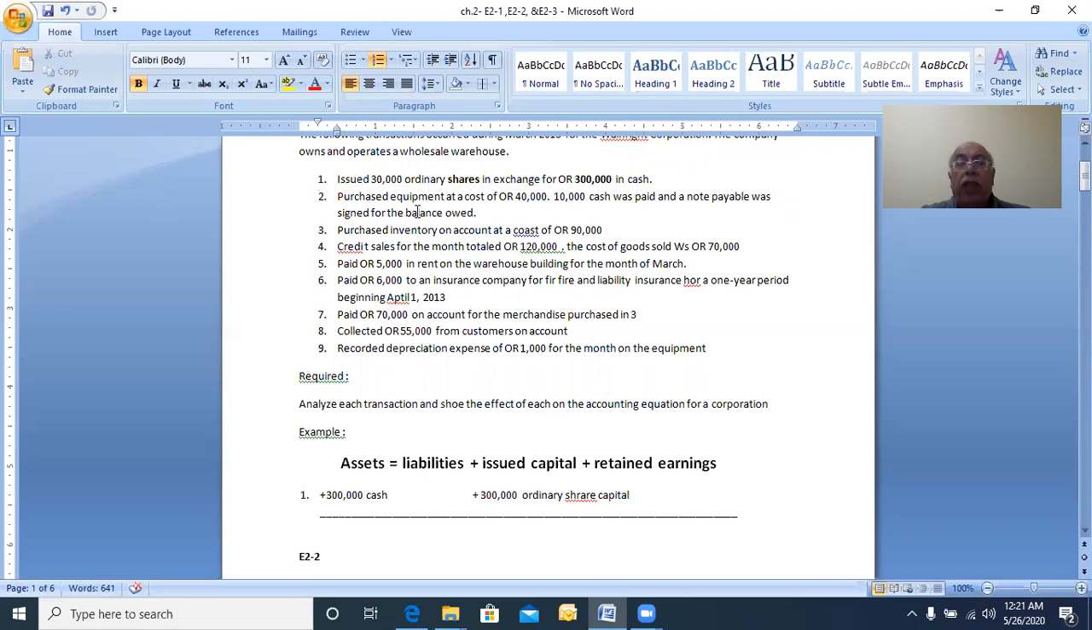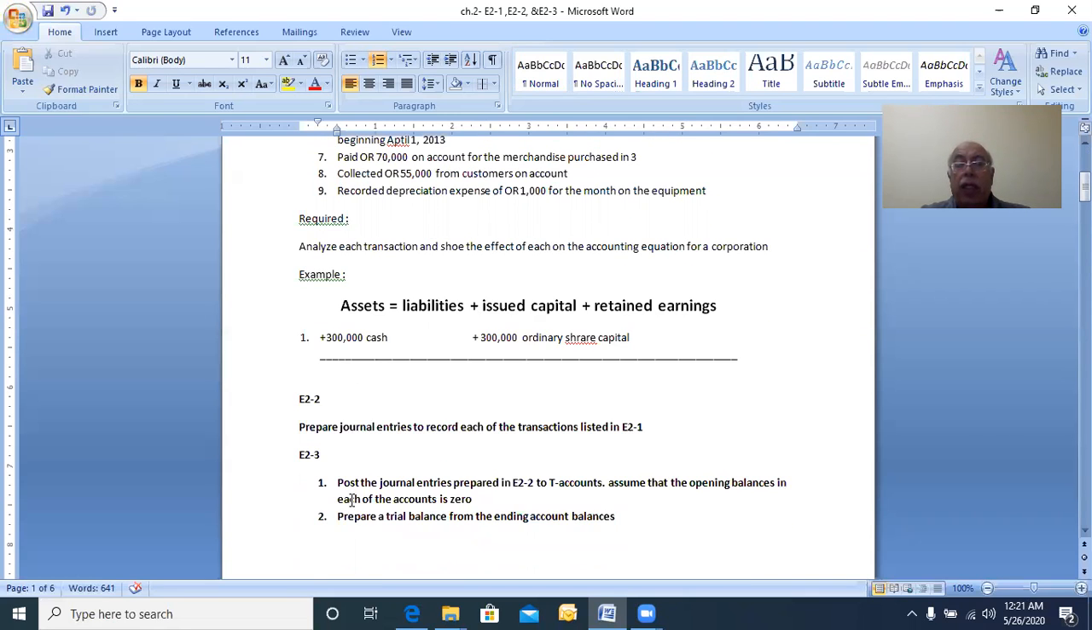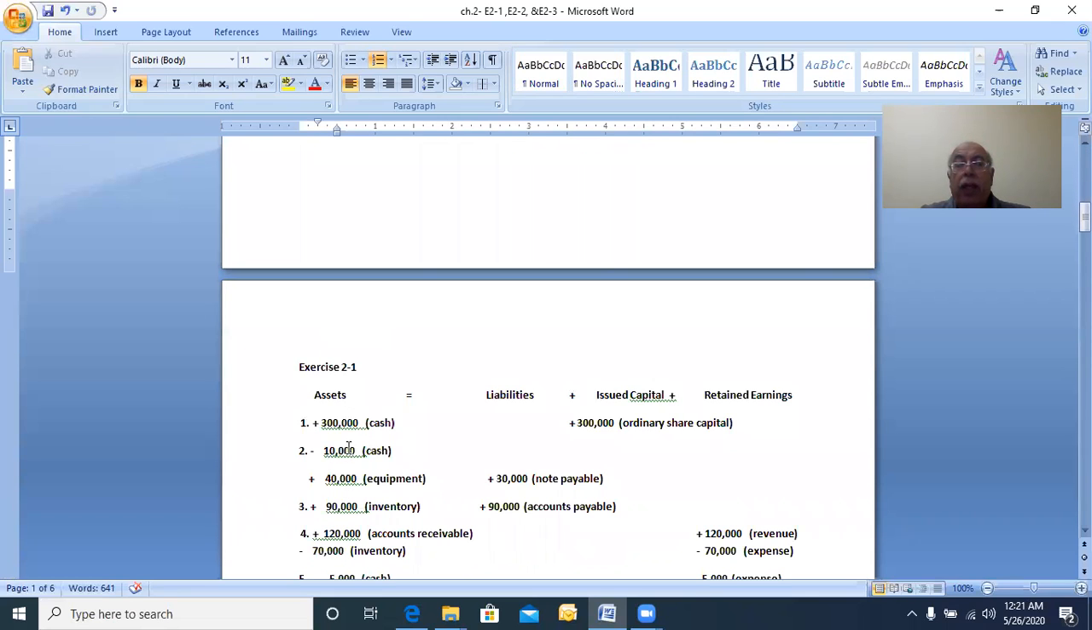Okay, what is the effect of this transaction on our accounting equation? Let's see together the effect. We pay 10,000 as cash. That means we decrease our cash account. You see here it's minus cash, and at the same time, the equipment, as one of the long-term assets or fixed assets, increased by 40,000. Our assets increased, and also decreased: cash as a current asset decreased, and equipment as a long-term asset increased.